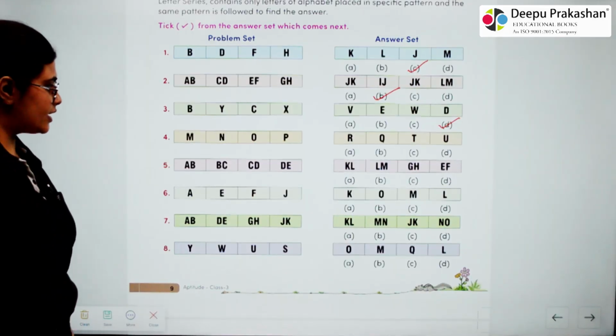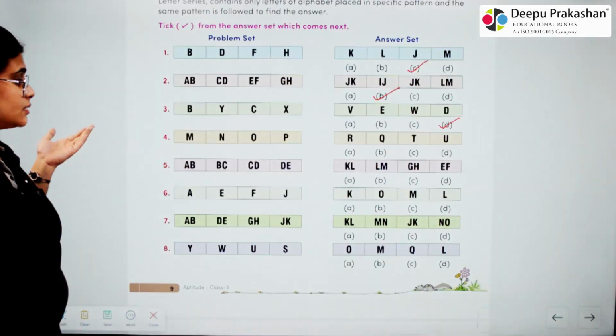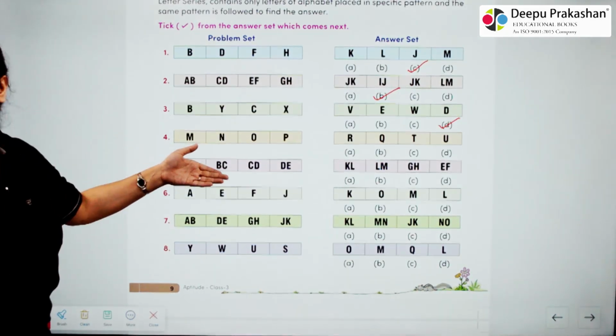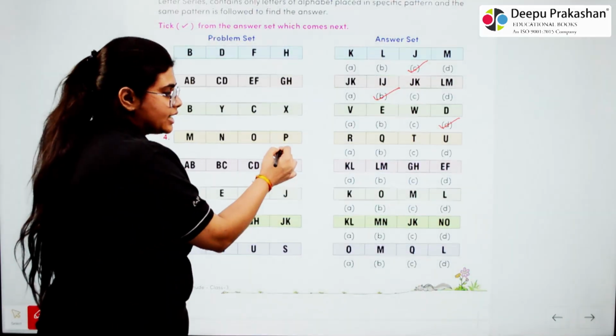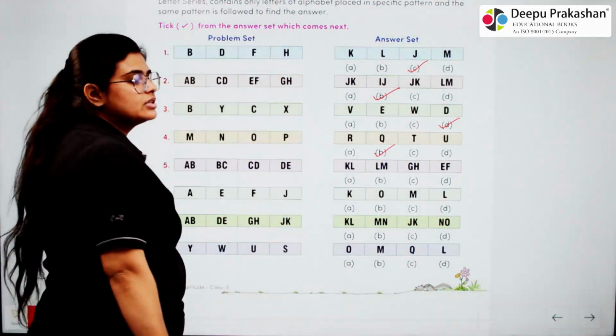Fourth, we are given M, N, O, P. So here the series doesn't miss any letter in between. So it is a continuous series. So the letter that comes after P is Q. So Q is the answer for this series.